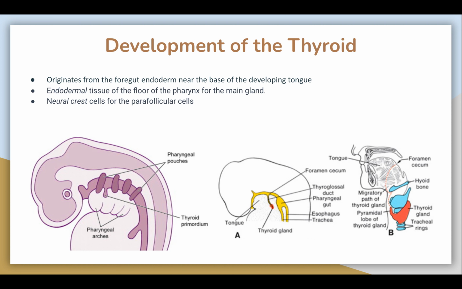was derived from the floor of the pharynx for the main gland, and your parafollicular cells, or C cells, the calcitonin producing cells, are derived from the neural crest cells, because they are closely related to neural tissue. You will be discussing that later on in terms of the function of the C cells that produce calcitonin.